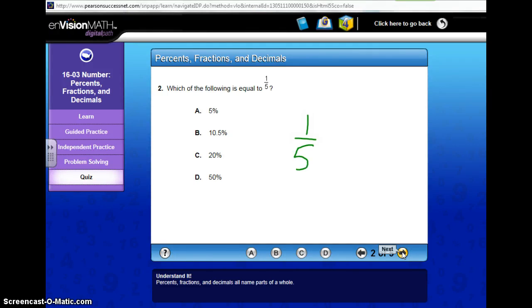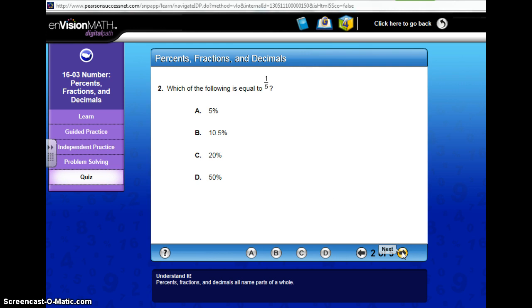So we have 1/5, but we want it to be out of 100. What do you think, America? C, 20%. It is 20%. Check this out. How do we get from 5 to 100? We multiplied by 20. 20 over 100 is 20%. Aiden, do you see what you did? That's right.